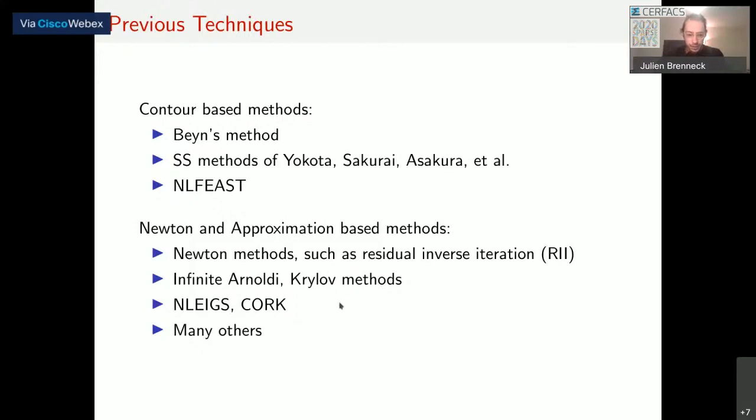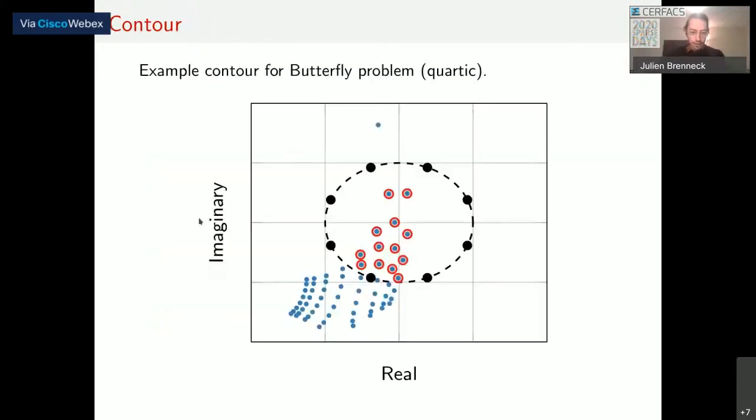And most of these methods, like NLEIGS and TOAR, are relatively good methods to use. These are sort of like the main ones people are working on right now, I think. There's a combination of both the Newton and approximation type methods. As with NLFEAST, there's a combination of both the contour and the Newton type methods.